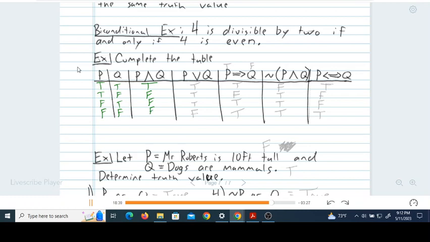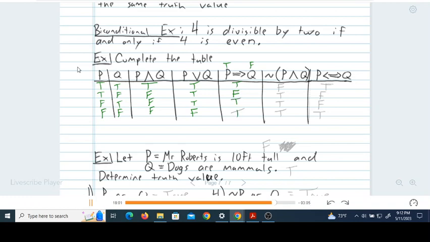The next symbol is or. It's only false if both are false. So P and Q are only both false in the last row. Everywhere else it'll be true. P implies Q. That's only false if the first part's true and the second part's false. We can see that in the second row. So everywhere else it'll be true.